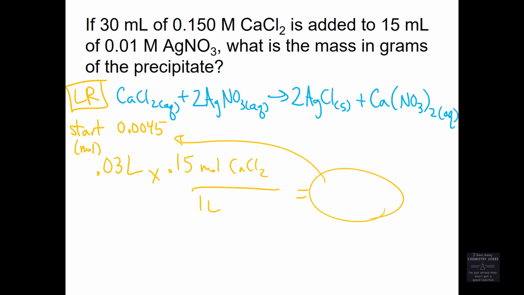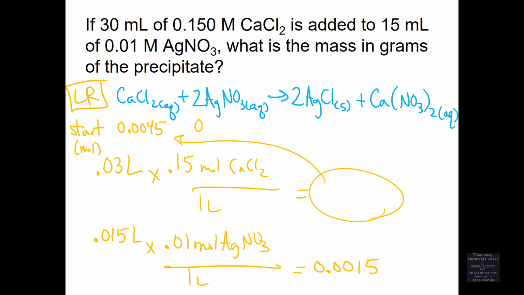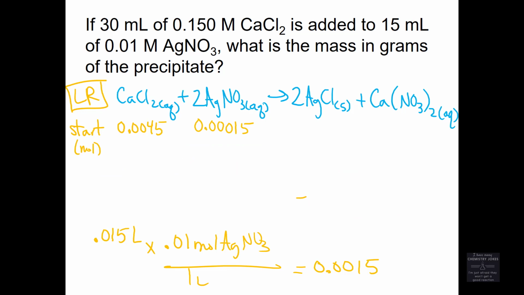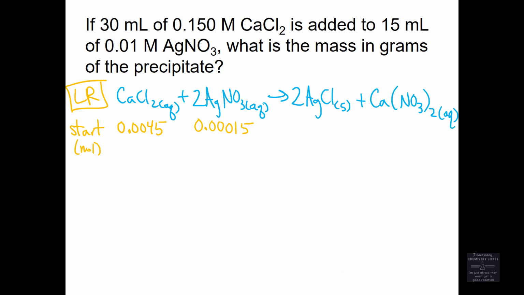I'm going to do the same thing, lather, rinse, and repeat, just different numbers. 0.15 liters times 0.01 moles silver nitrate per 1 liter gives me 0.00015 moles of silver nitrate. I think I said too few zeros the first time around. That's my starting moles of reactants, and my starting moles of products is 0, 0, since I don't have any.